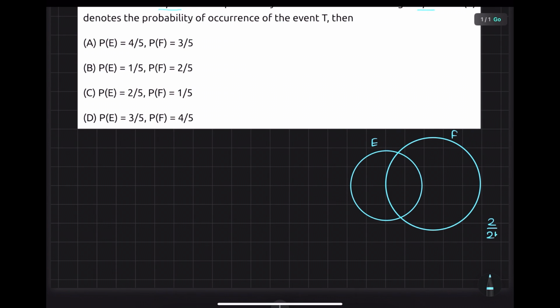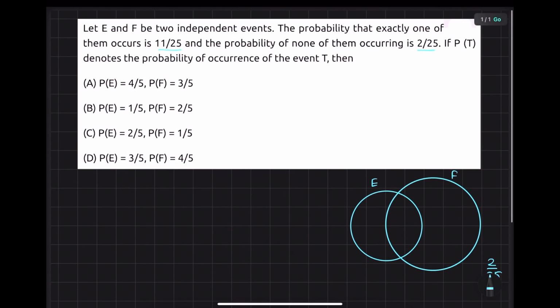2 by 25. Okay, if P of t denotes the probability of occurrence of event t, suppose that this is x, this is y, this is z. So can I say that probability of x plus probability of y plus probability of z equals 1? Sorry, the outside also we have to consider. It's a universal set. So 2 by 25. Okay, these things sum up to 1.